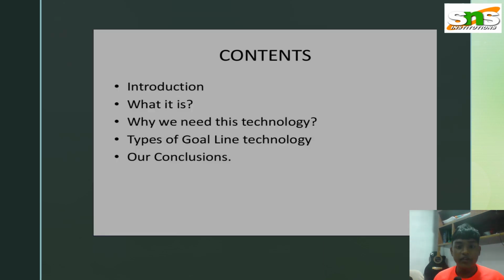So as you can see from my first slide, I have content. So here basically I'll be explaining in order what I'm going to take you through in this PPT. We have introduction, what it is, why we need this technology, and types of goal line technology, and conclusions. In this presentation, I'll be mainly explaining about two artificial intelligence tools. They are GLT and another one. You'll know about it in a few minutes. Without any further ado, let's go to the next one.